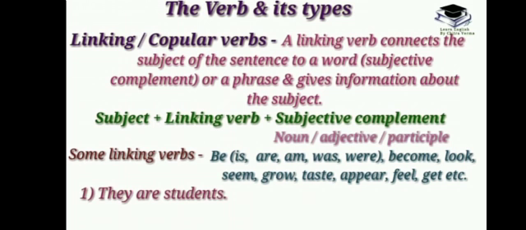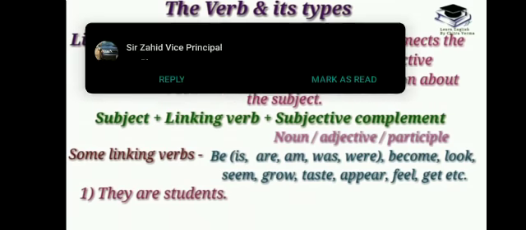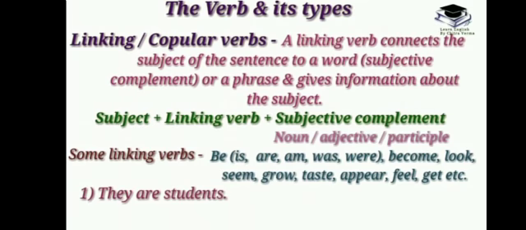Okay, now students, over here you can see they are students, and you can see very well in this example that are is working as a form of be. Are is the form of be, and over here it is being used as the main verb of the sentence or the clause. And secondly, it is showing you the link between the subject and the predicate, that is students, or the subjective complement. They prove to be a sort of link between the subject and the subjective complement.